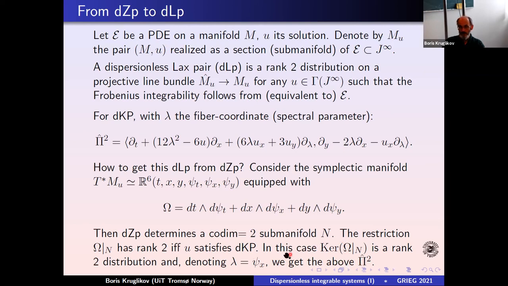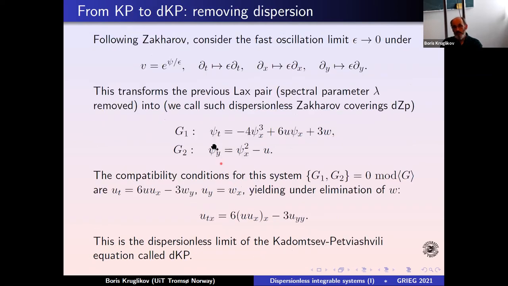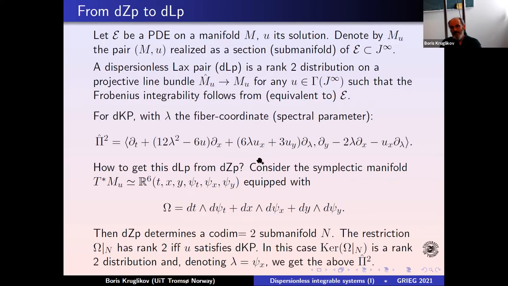And here, well, let me just go back for a moment. So psi t and psi y play no role, because when we restrict to the submanifold, they just make the substitution, right? So coordinates on N will be t, x, y and psi x. And I will denote psi x by lambda. And that's where we'll get this. So lambda will be the spectral parameter.